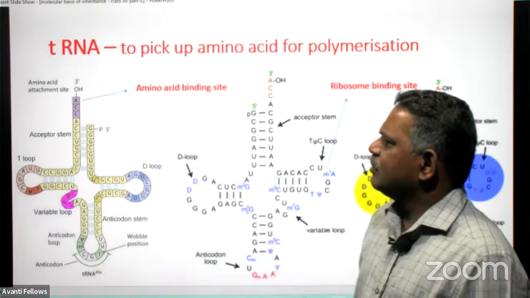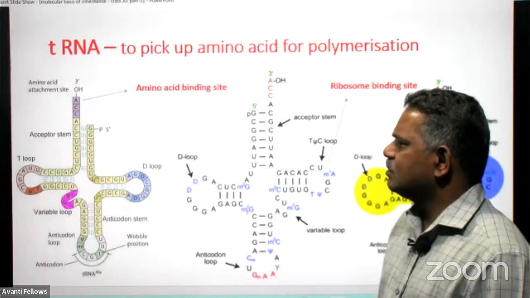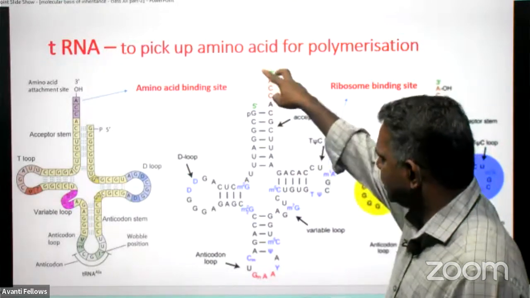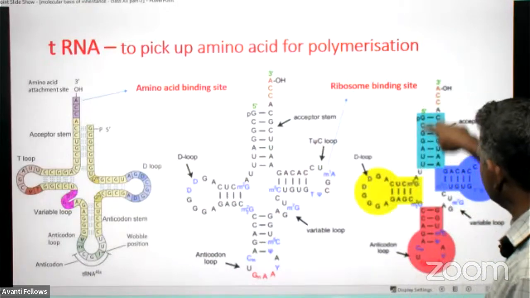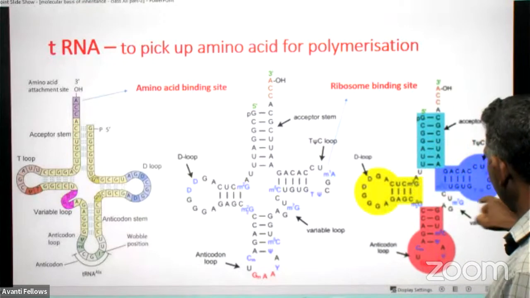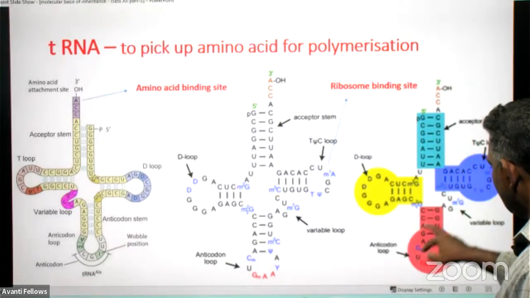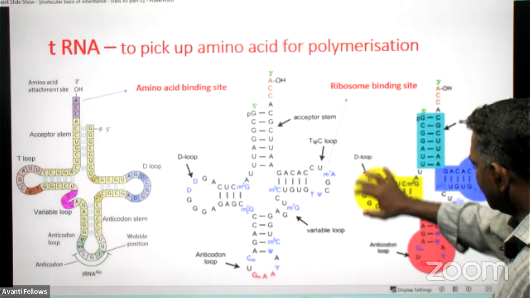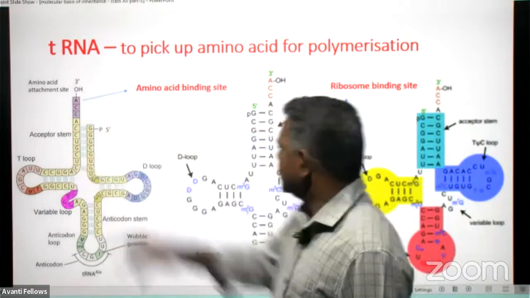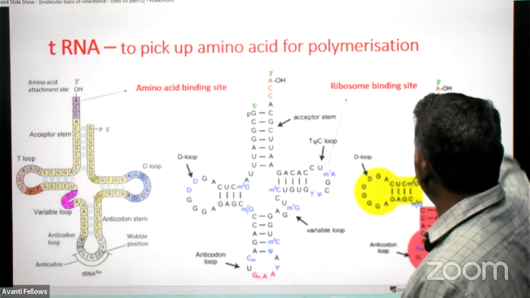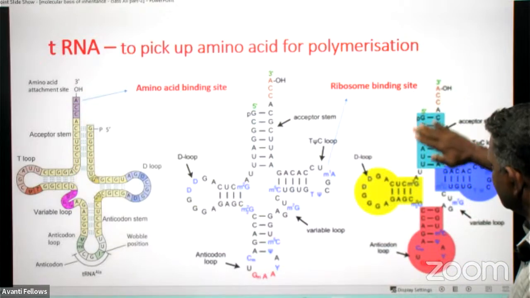In this structure, we can find so many stumps and loops. See, this is a stump. And here we can see a round structure. This is a stump. Here you can see the loop. Here there is a stump. Here there is a loop. And here you can see a loop. So here this stump is called the acceptor stump only. This is called the acceptor stump.